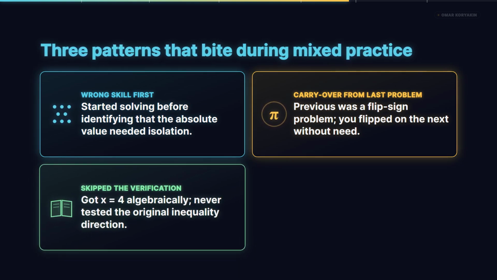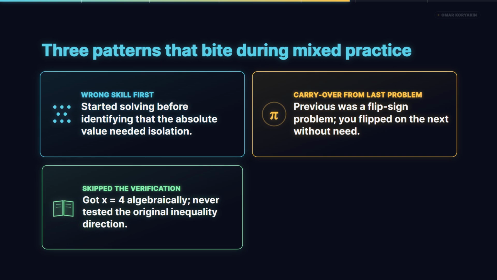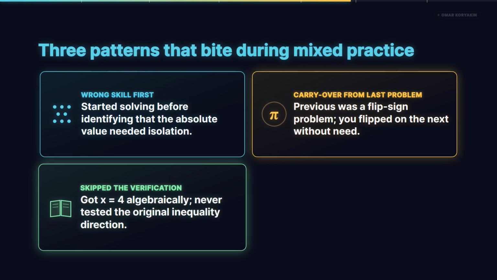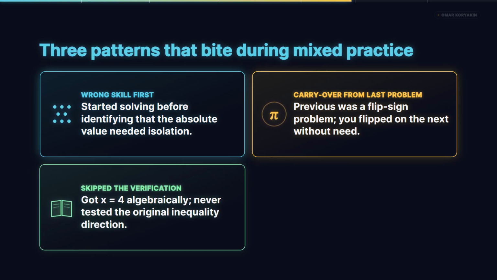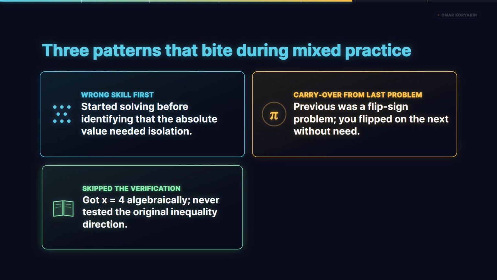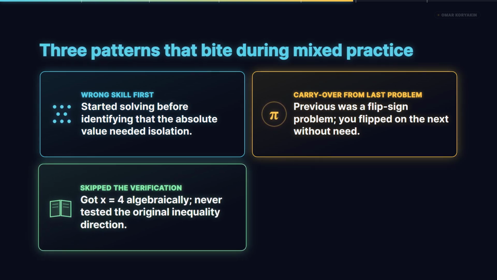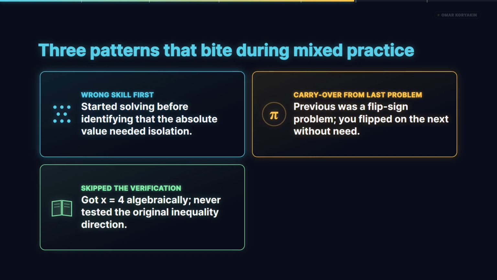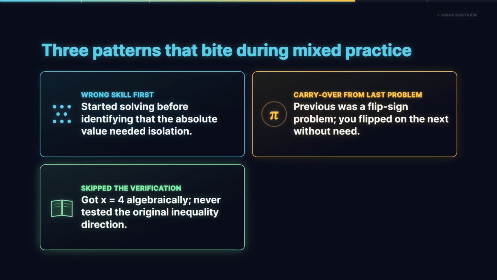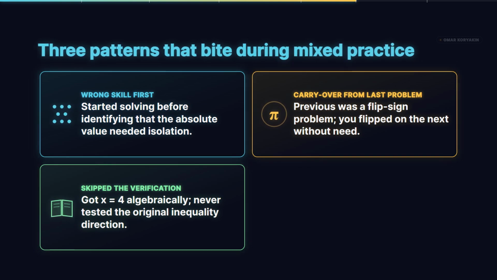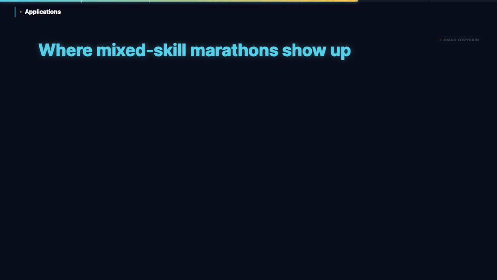Always plug the answer back into the original problem and confirm both sides match for equations, or that test values inside the range satisfy the inequality. The verification step takes 5 to 10 seconds and catches the vast majority of marathon errors before they become wrong final answers. Mixed skill marathon practice is the dominant style of math evaluation across nearly every standardized test, contest, professional interview, and applied setting.